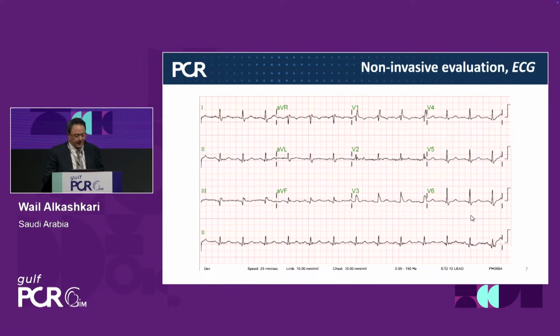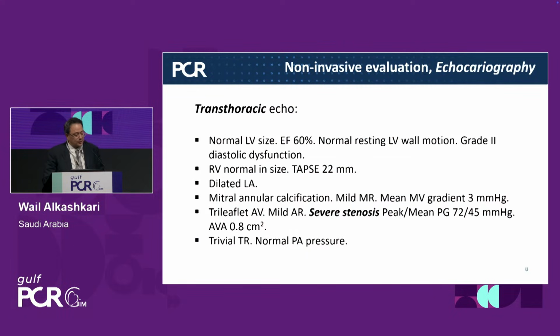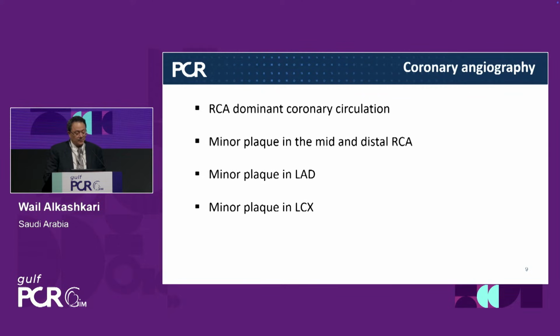ECG: incomplete right bundle branch block. Transthoracic echo: normal LV size, ejection fraction 60%, no regional wall motion abnormality, grade 2 diastolic dysfunction. RV normal in size, TAPSE 22, dilated left atrium, mitral annular calcification, mild MR, mean mitral valve gradient 3, tri-leaflet aortic valve, mild AR, severe aortic valve stenosis, mean 45, peak 72, aortic valve area 0.8, trivial TR, normal PA pressure. Coronary angiogram: normal coronaries.